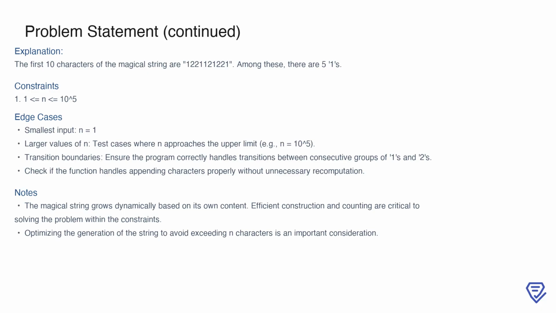It's also important to consider edge cases as you implement the solution. For example, when n is at its smallest value of 1, the output must correctly return 1. For larger values approaching the upper limit, like n equal to 100,000, the solution must handle efficient string construction and counting to stay within performance constraints. Finally, transitions between groups of 1s and 2s must be managed without errors, ensuring the string grows dynamically without redundant computation. These considerations are key to solving the problem effectively within the given constraints.